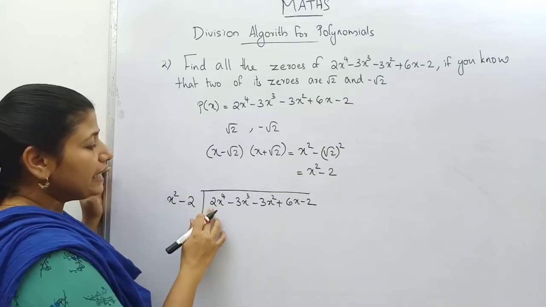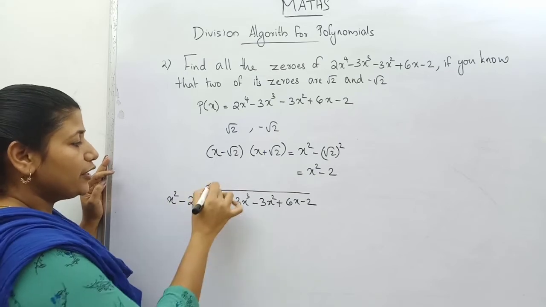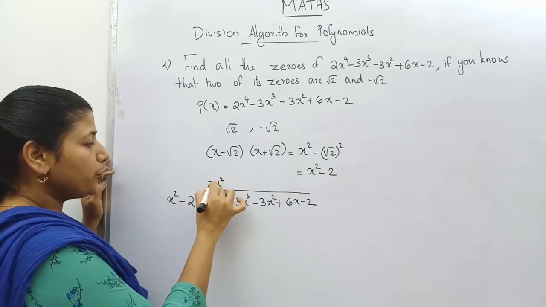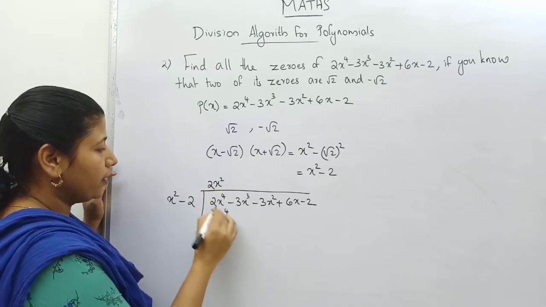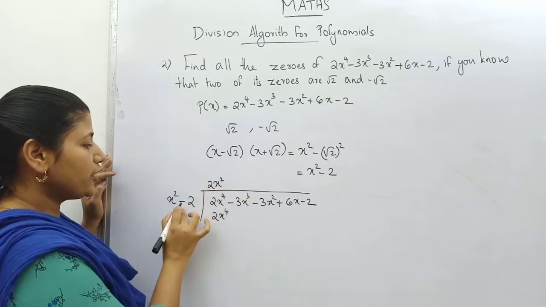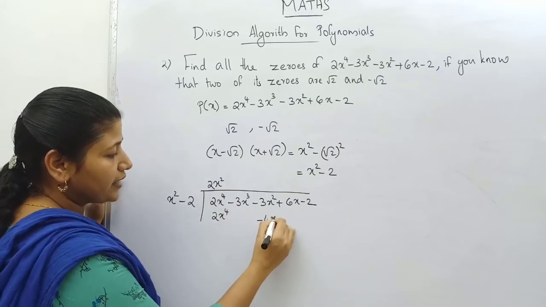We need here 2x^4. Here only x^2 is there, so one x^2 and one 2 is needed. 2x^2 into x^2 gives you 2x^4, and 2x^2 into minus 2 is minus 4x^2. We can write here minus 4x^2.